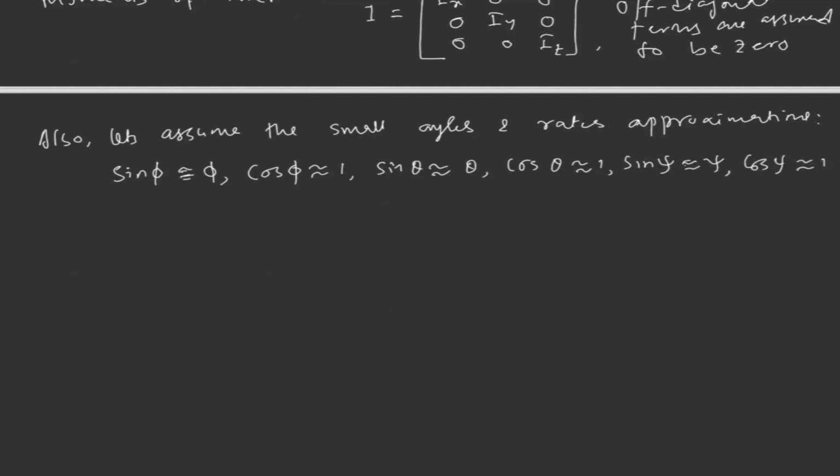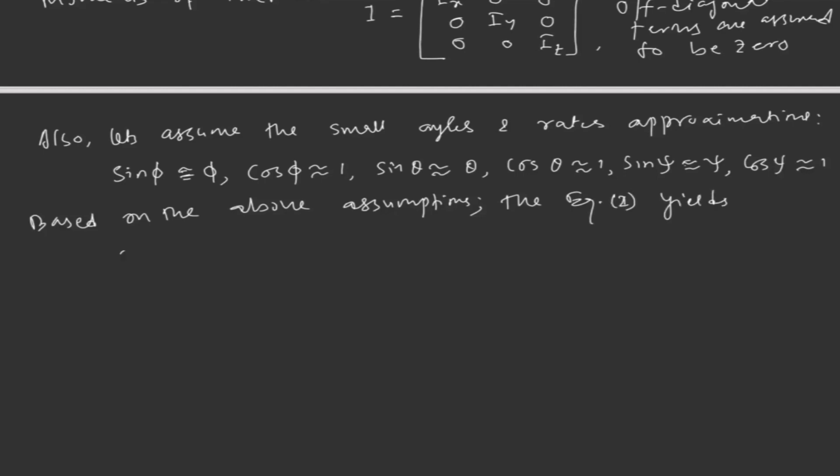In this condition, the kinematic equation based on the above assumption, the equation number 2, yields phi dot equal to p plus q phi theta plus r theta, and theta dot we can write q minus r phi, and psi dot we can write q phi plus r.